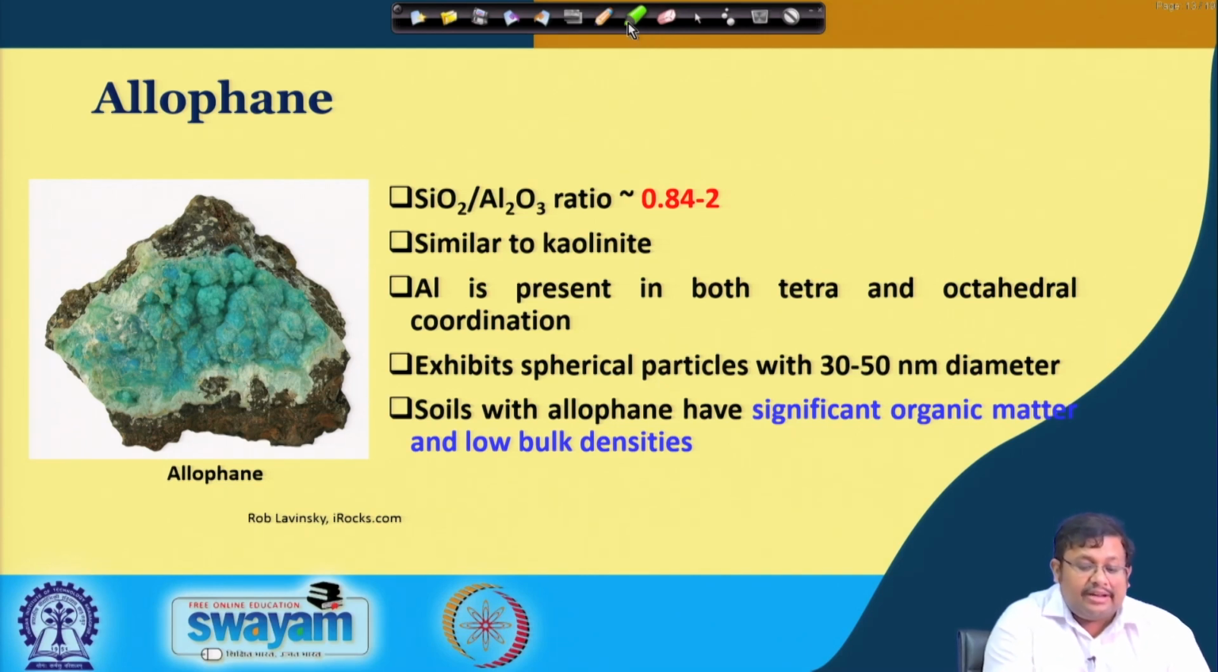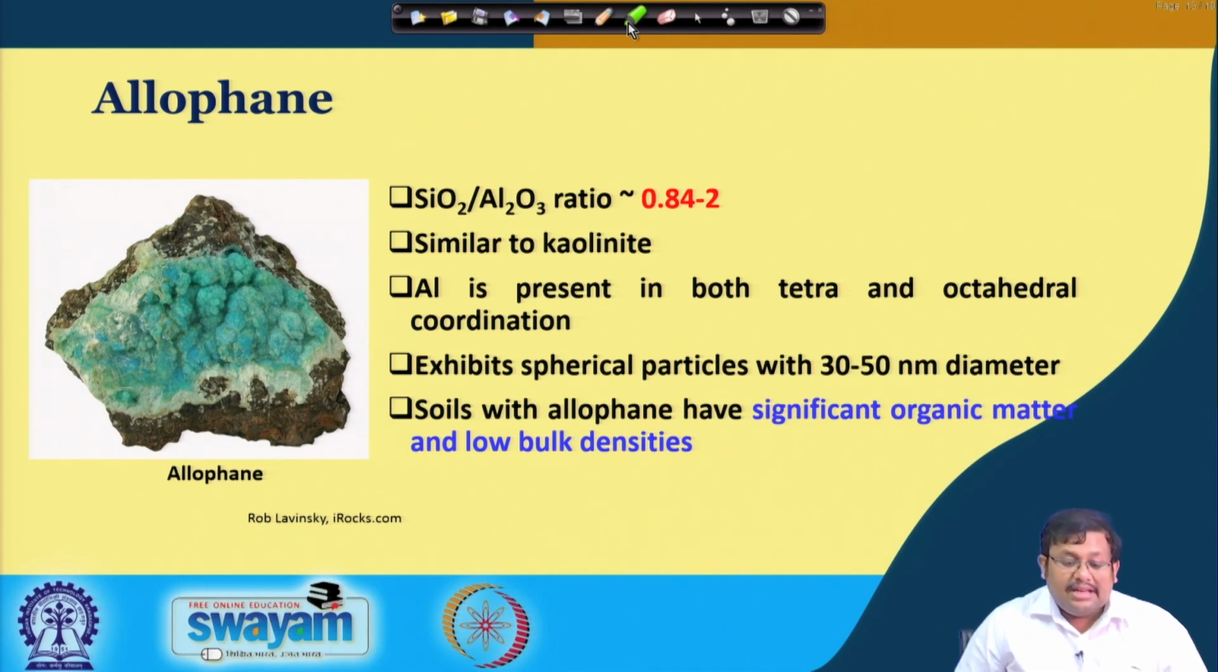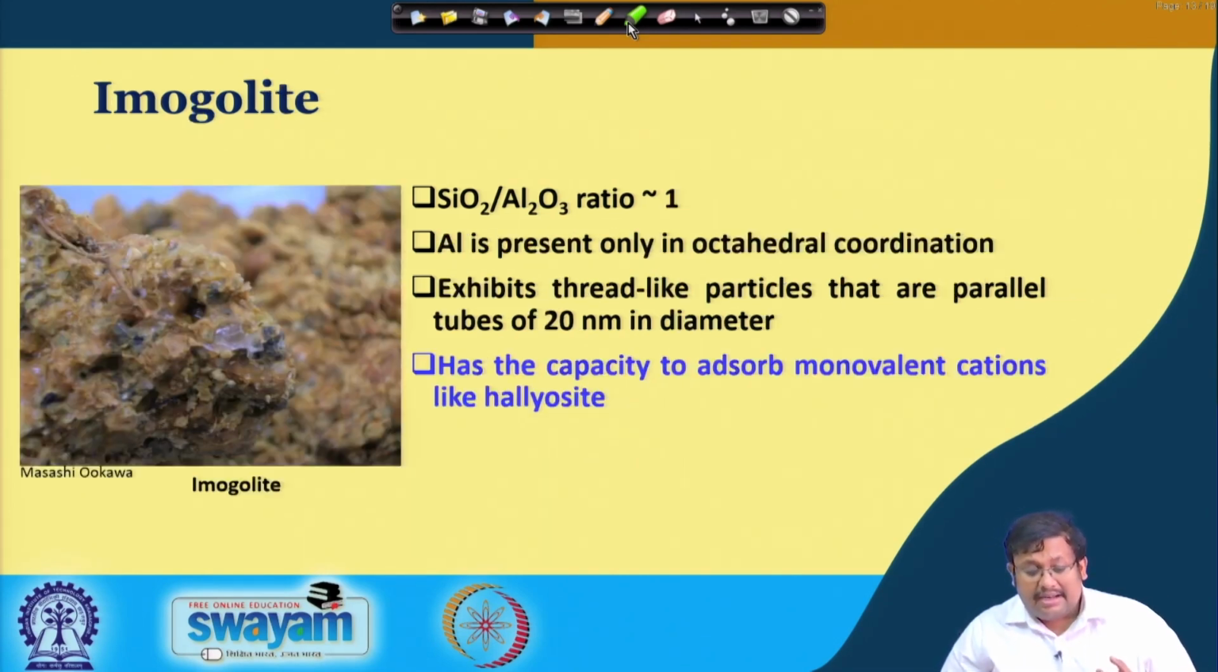Basically, in allophane, the silica to alumina ratio varies from 0.82 to 2. It is also similar to kaolinite. Aluminum is present in both tetrahedral and octahedral coordination, and it exhibits spherical particles with 30 to 50 nanometer diameter. Soils with allophane have significant organic matter and also low bulk densities due to the high organic matter.